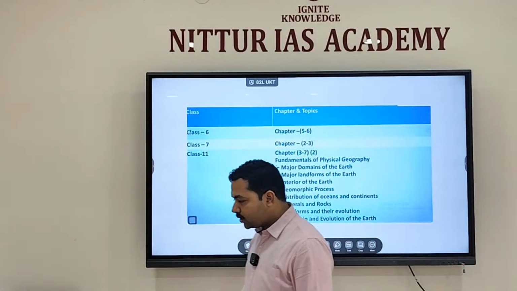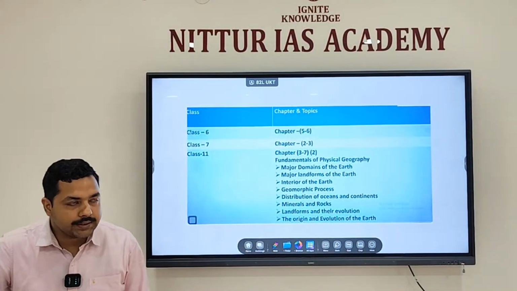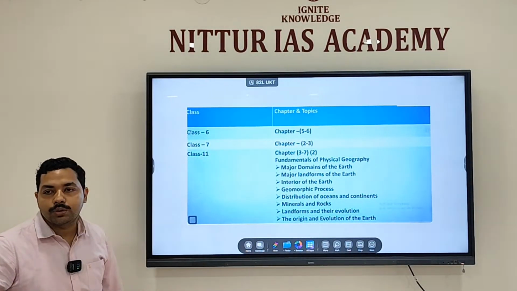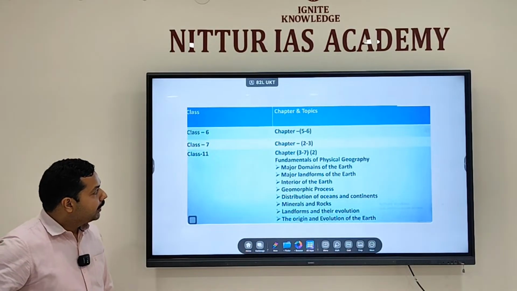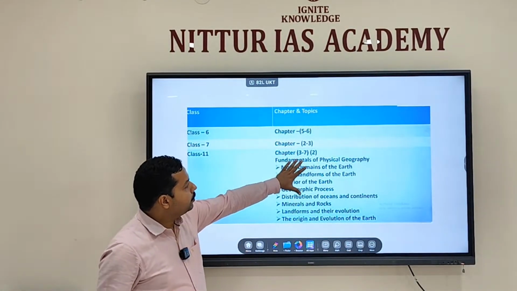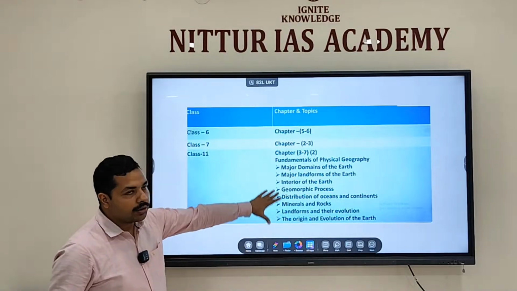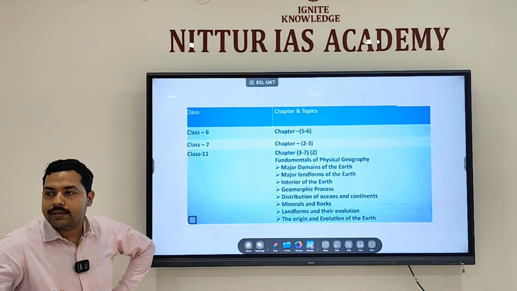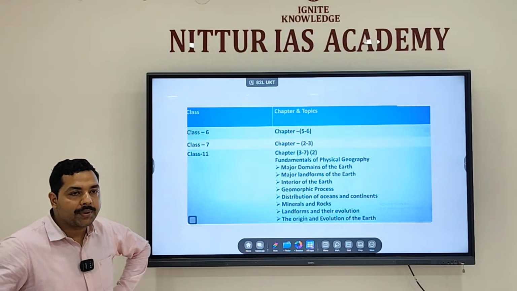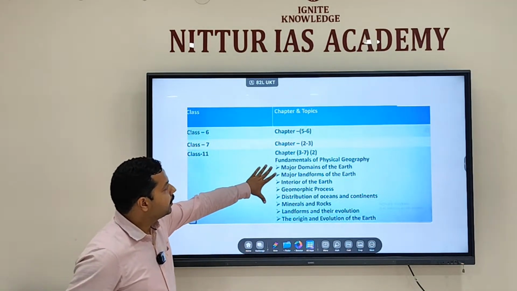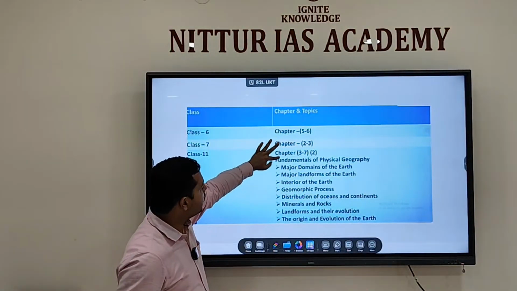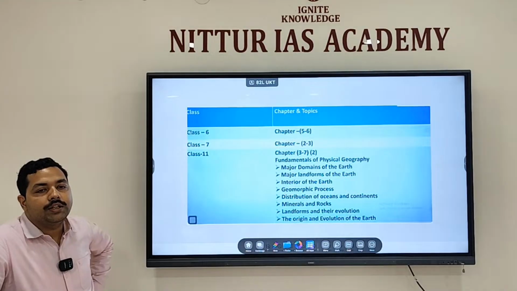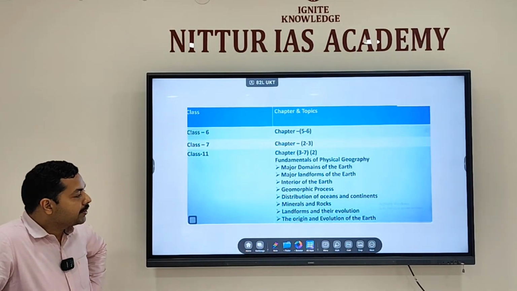For geomorphology, when we are starting, you have to read these NCERT chapters: chapter 5 and 6 of class 6, chapter 2 and 3 of class 7th, and from class 11th, Fundamentals of Physical Geography. You have to cover these chapters from class 11th. As we discussed, class 11th and 12th are going to be your primary NCERT, primary resources. So have a reading of class 6th and class 7th, and then you can read these particular chapters from class 11th.